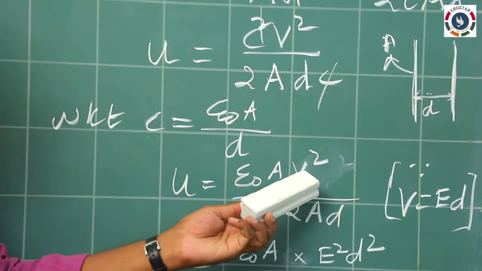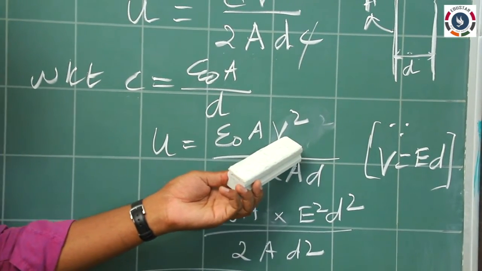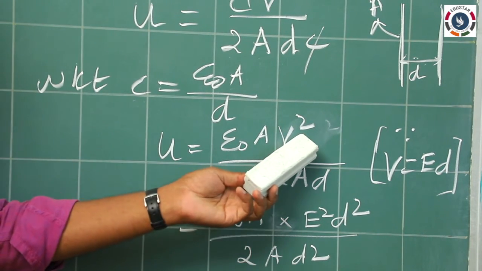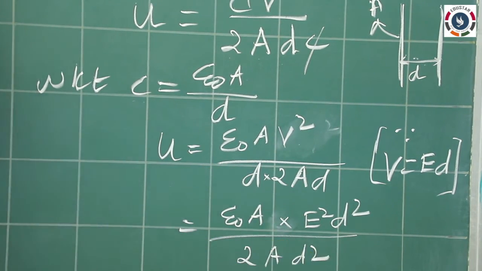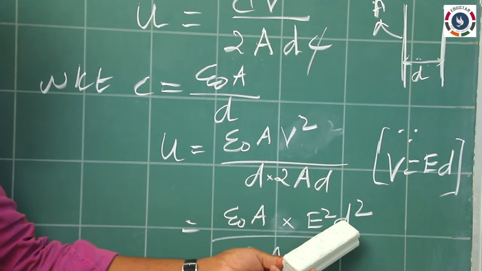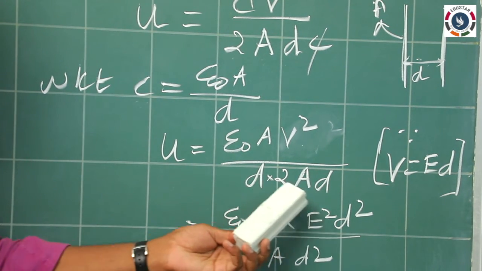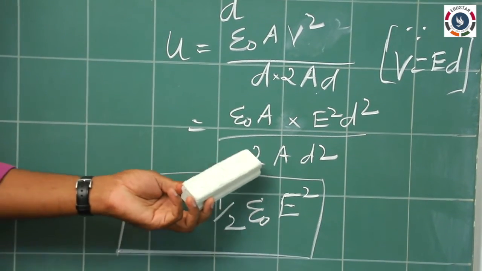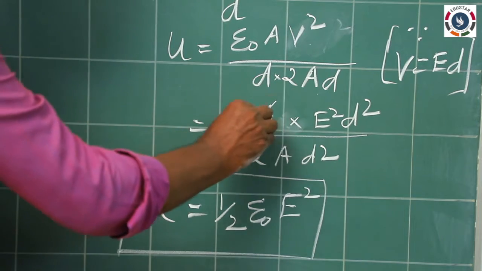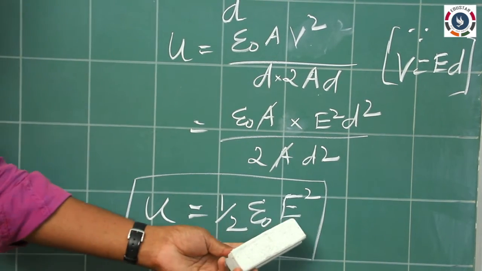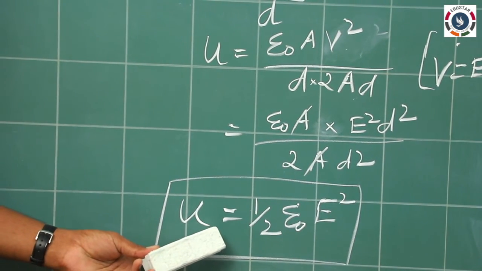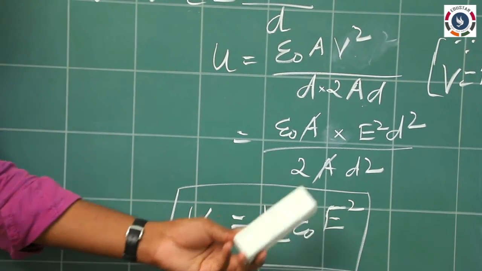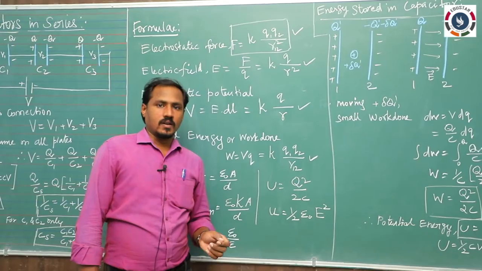Also we know the voltage or potential difference V equals electric field into D, E into D. So for V squared, E squared into D squared is substituted. In the numerator D squared is there, and in the denominator D into D squared, so both get cancelled. A also gets cancelled, and the remaining is 1 by 2 epsilon naught E squared. So, this is the energy density of the capacitor, u equal to 1 by 2 epsilon naught E squared. It is a very important formula.